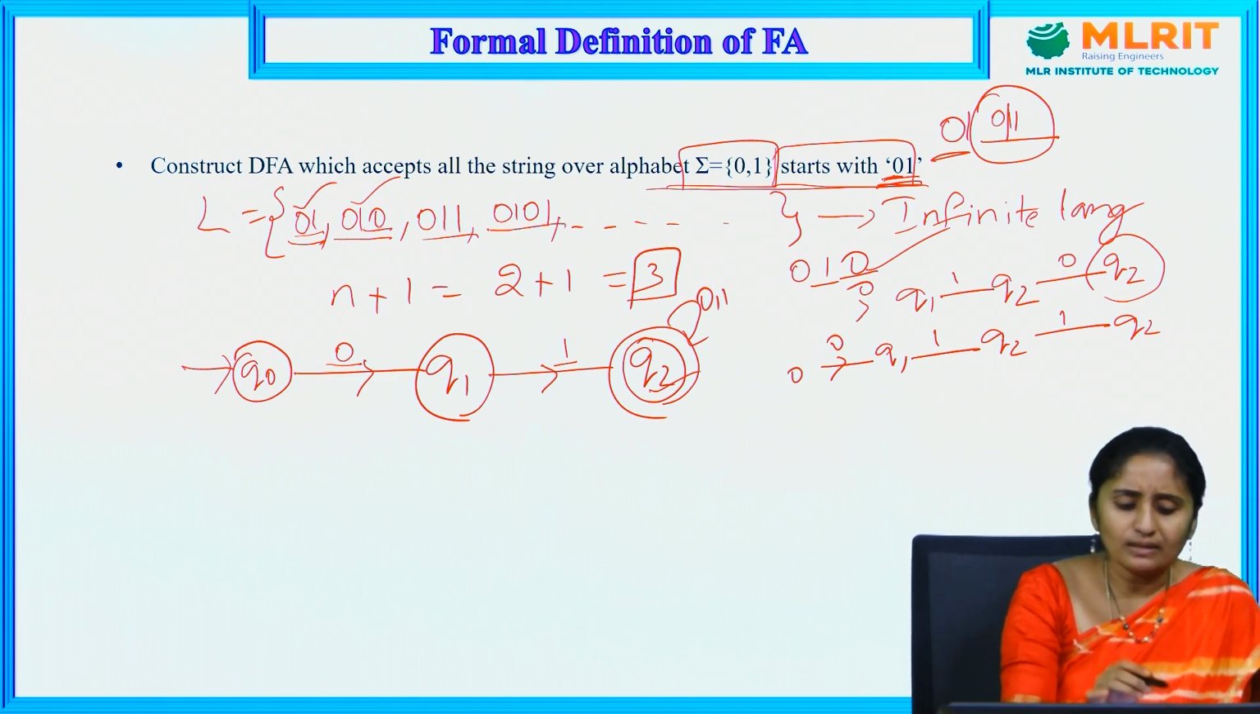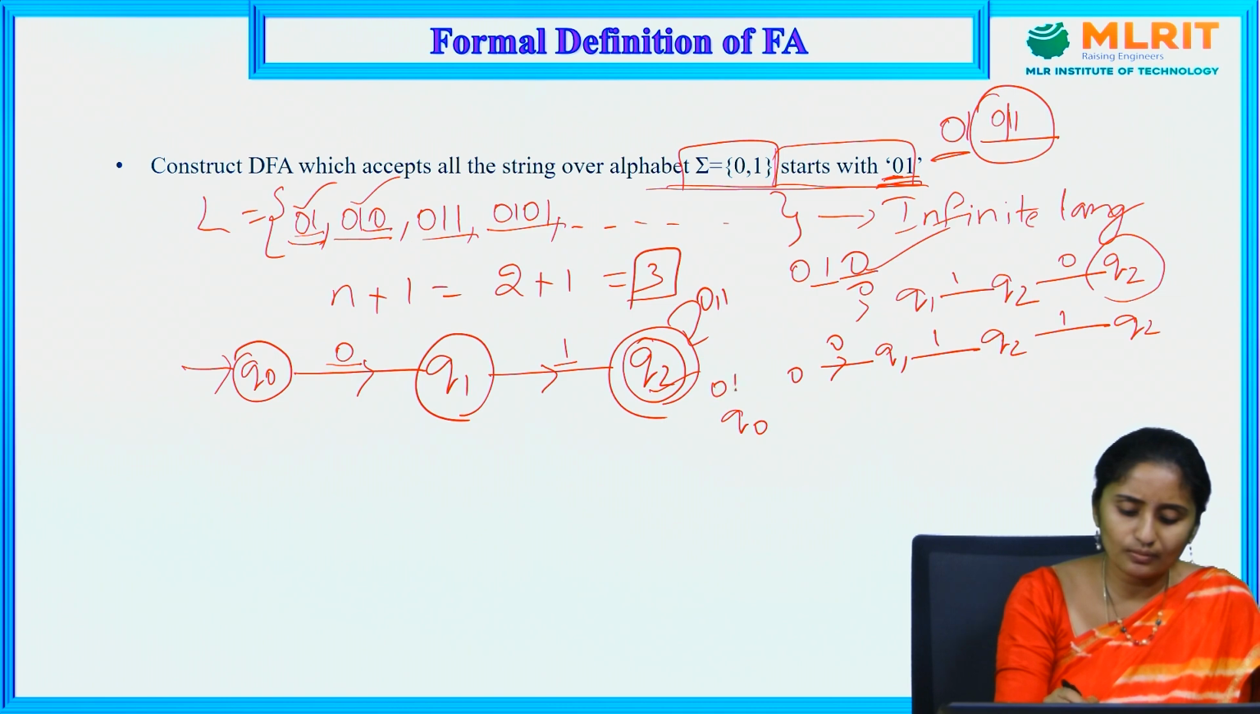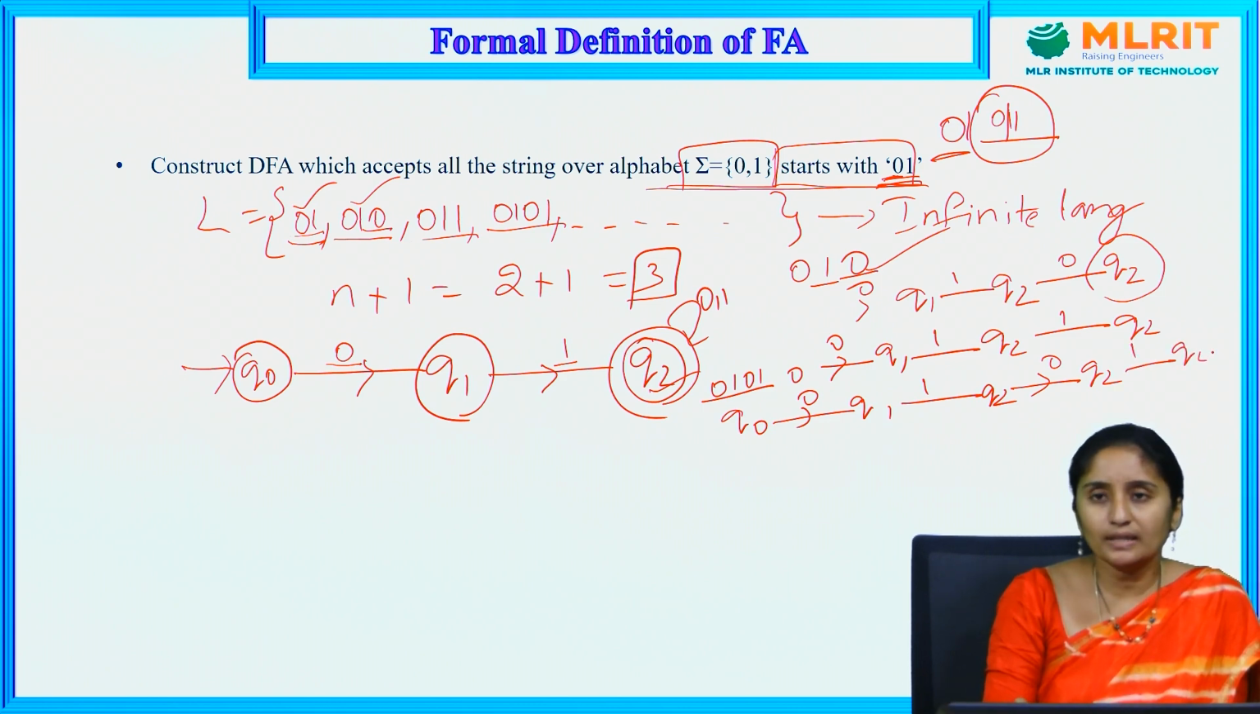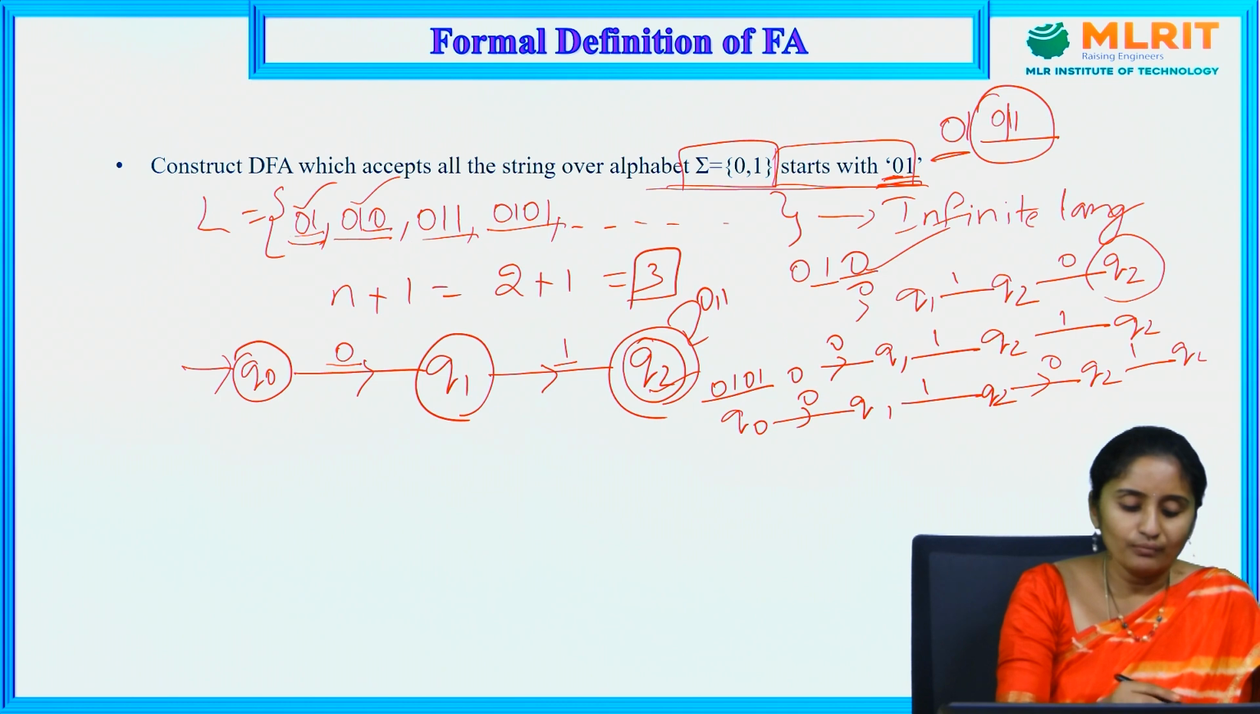So next check 0101. So that string is also accepted. Q0 on 0, it is moving to Q1. Q1 on 1, it is moving to Q2. Q2 on 0, it is going to Q2. Q2 on 1, it is going to Q2. So we have plotted this.